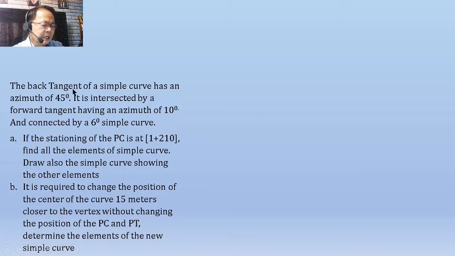Let's start by drawing our direction of the tangent. Magsimula tayo dito sa tangent na ito. Assume natin na we have here our point. And then from this point, we try to draw the direction of the tangent by defining our azimuth of 45 degrees. So from here, ipakita natin yung kanyang azimuth. Ito halimbawa yung kanyang 45 degrees. And then a line that will connect this point to an azimuth of 45 degrees. Ito yung magiging direction ng ating back tangent.